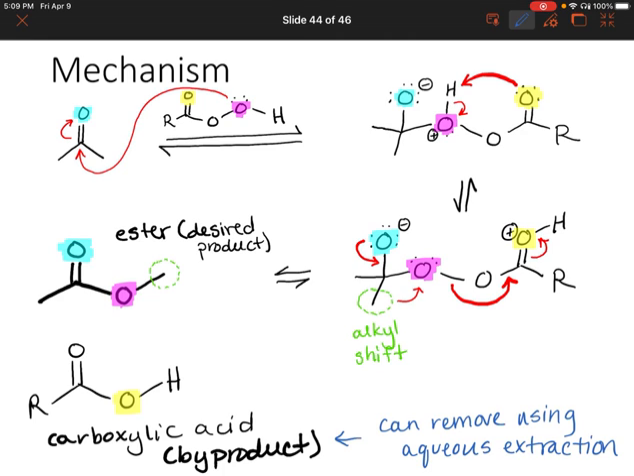So that would probably involve the use of a separatory funnel, for instance, and then we'd use an organic solvent and an aqueous solvent to separate the two.